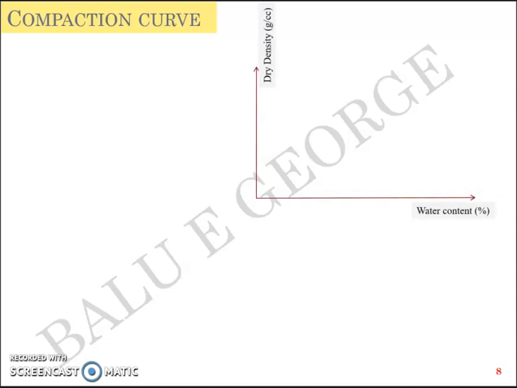You have water content on the x-axis and you have dry density in gram per cc on the y-axis, and the plot would look something like this, a bell-shaped curve, which means as you increase the water content, the dry density increases up to a certain limit, and then an increase in water content decreases the dry density, right?